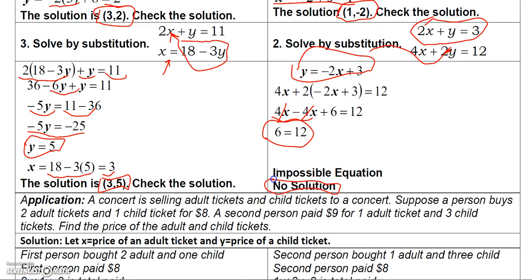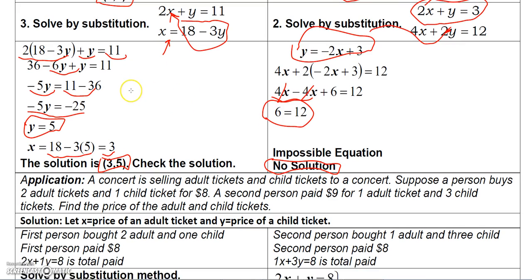Now if I got an equation like 6 equals 6, then that would mean I have infinitely many solutions because I would have gotten an identity. In other words, an equation that's always true. Okay? So that's how you do the substitution method.